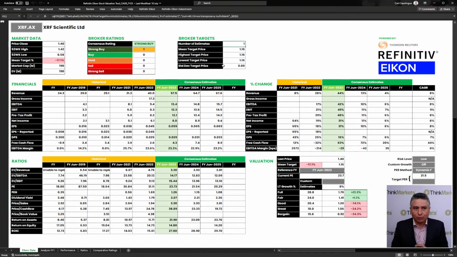We only have one broker, unfortunately, for XRF Scientific. They are at a strong buy. That's encouraging. But look at their price target. They haven't updated that for a while, is my guess. We're quite a bit over that price target, by about 17%.